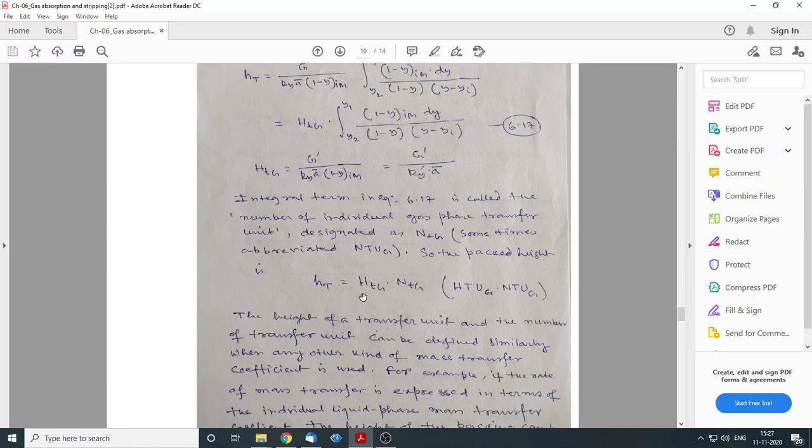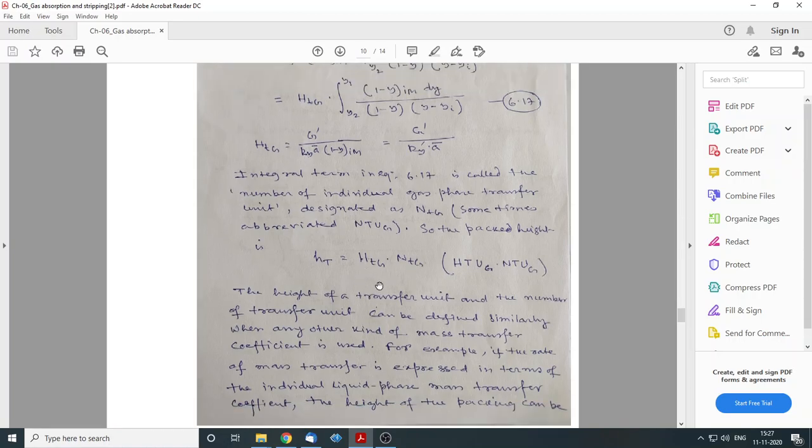Because this part is constant, and if you see the interesting part, HTG depends on what? Flow rate, ky mass transfer coefficient, and a. A is a very important parameter, because if you can increase the specific surface area, the height of a single transfer unit will decrease drastically. You understand?